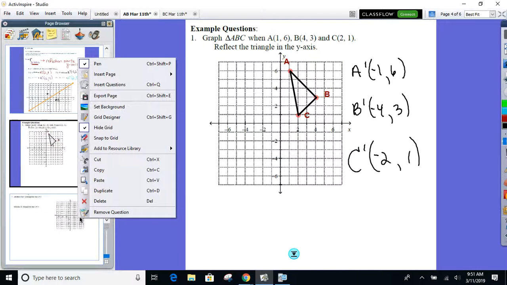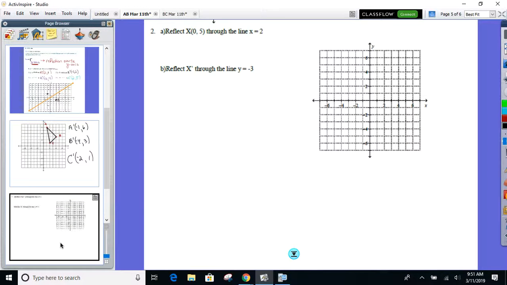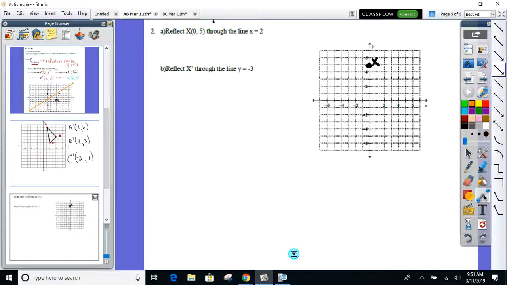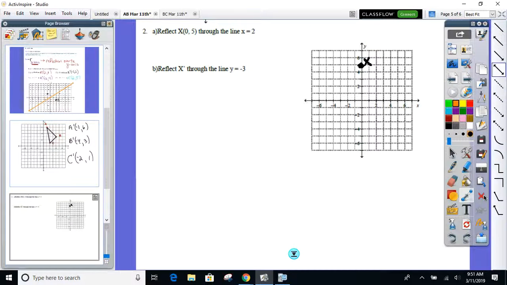Okay, moving on. More practice with the vertical and horizontal lines. So everyone go ahead, 0, 5. Make sure that's on the y-axis. 0, 5, point X. X equals 2. What type of line are we working with? Vertical. There it is right there. X equals 2. Count the number of units over. Go in the opposite direction. Let me know where x prime is.